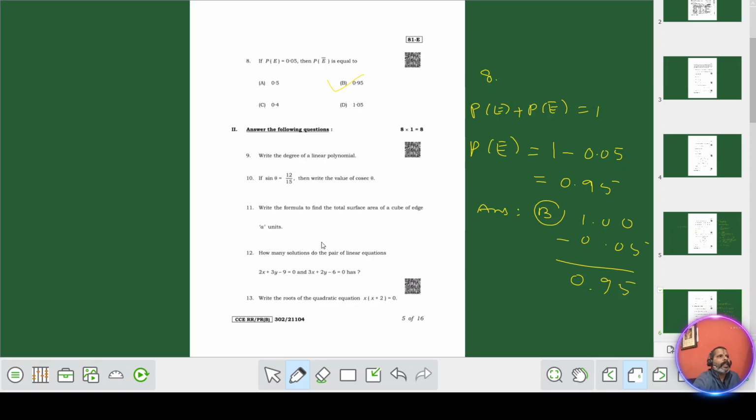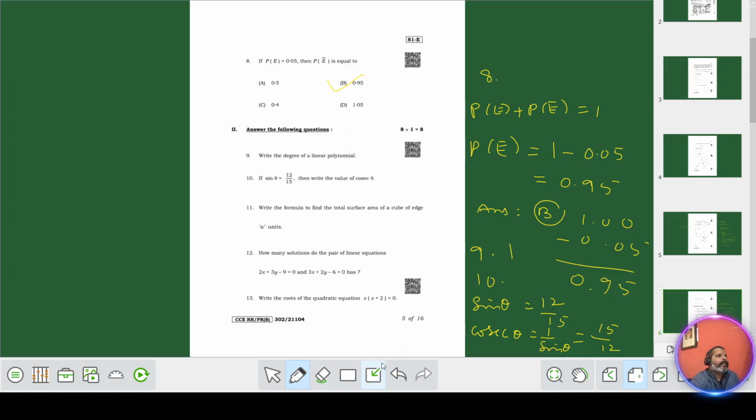Clear? We'll go to the 1 mark questions which are subjective. Write the degree of the polynomial. Again, the degree of the polynomial here is 1. Okay. Sin theta is 12 by 15 given. Write the value of cosecant theta. Cosecant theta we know is 1 by sin theta, the reciprocal of sin. So you just write 15 by 12. Given a fraction, if you write it in reciprocal form, you will get the cosecant value.